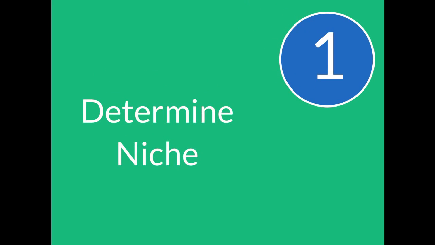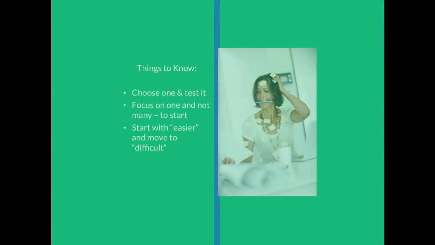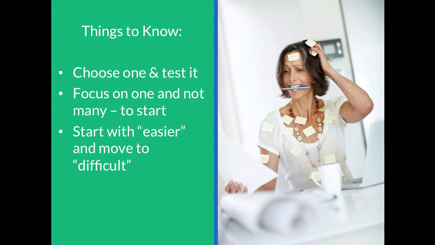Now, the first step is to determine the niche. Here are some of the things you need to know. Typically, the best way to approach it is to choose one niche that you're comfortable with, that maybe you have a familiarity with, and then test that niche. What some consultants do is they spread themselves very thin by going after 10, 15 niches at one time. And they find themselves struggling because they don't know which way's up. They're so busy doing different things that they don't know exactly what's going on. So the best thing to do is to focus on one and not many, just to start.